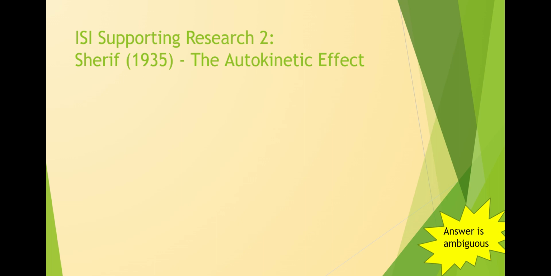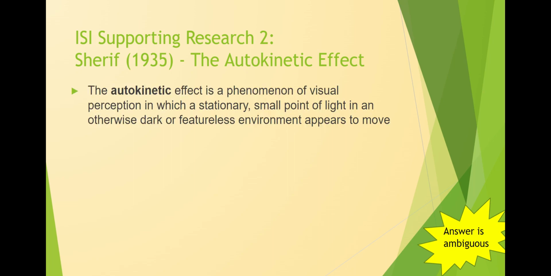And then the second piece of supporting research is Sherif and his piece of research, which has been called the autokinetic effect. We can break apart the words here to work out what the study is about. Auto meaning automatic, kinetic meaning movement. The autokinetic effect is a phenomenon of visual perception when a stationary, small point of light in an otherwise dark or featureless environment appears to move. If you've ever looked up at the stars and had to question if you're looking at a still star or a shooting star, this would be why.